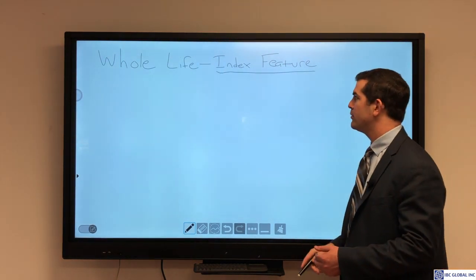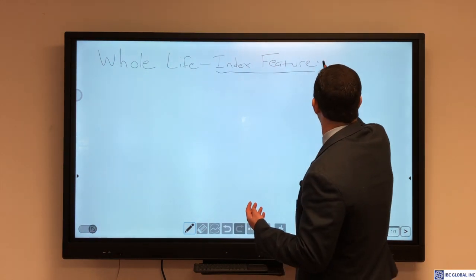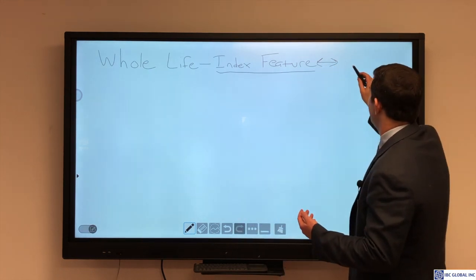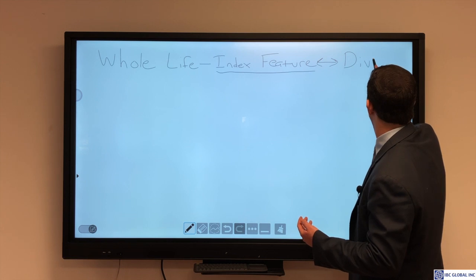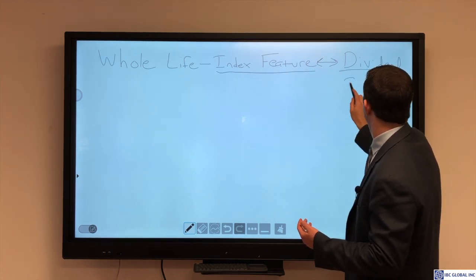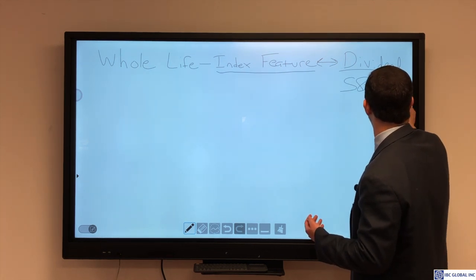This is only available through one of the big 4 companies, which is Guardian, by the way. The other ones may roll it out in the future, maybe not, not quite sure. But that index feature is actually something that I can switch back and forth with between the dividend and then obviously the index piece, which is the S&P 500.